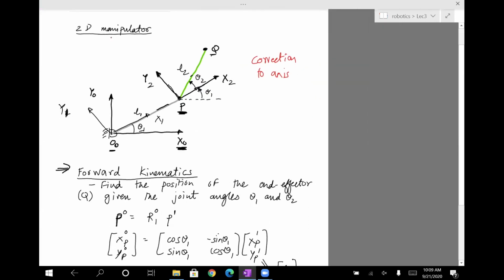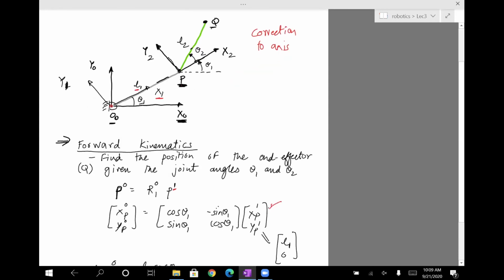And why this is true is because if you look at position of P in frame 1, this is frame 1, that's basically at distance of L1 from O, or the start or the origin of x1, y1. So that's why you have this. So distance of P, from origin O. Okay.